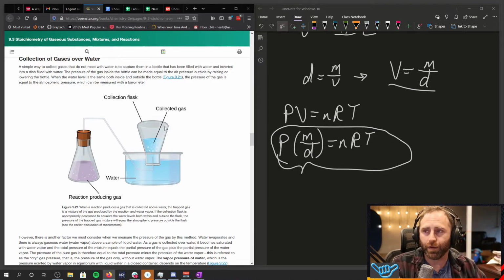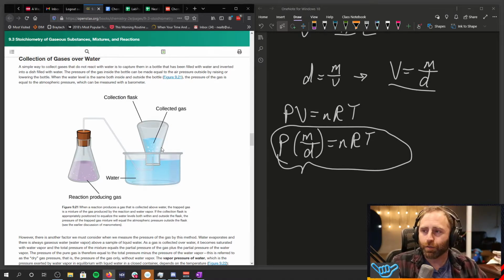So not only do you have up here your collected gas from your reaction, but you also have a little bit of water vapor. So any pressure that's associated with the gas here isn't just for your reaction gas, it's the pressure of whatever your product gas was. It's also partial pressure of water. And this is where Dalton's law again would come into play.